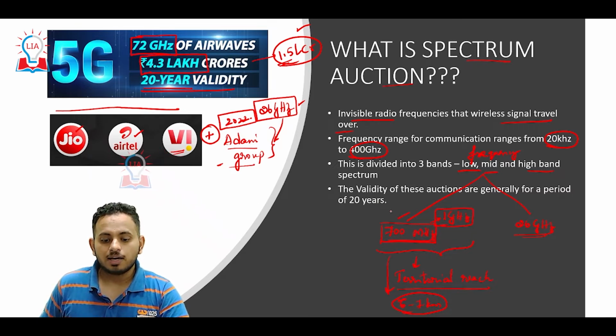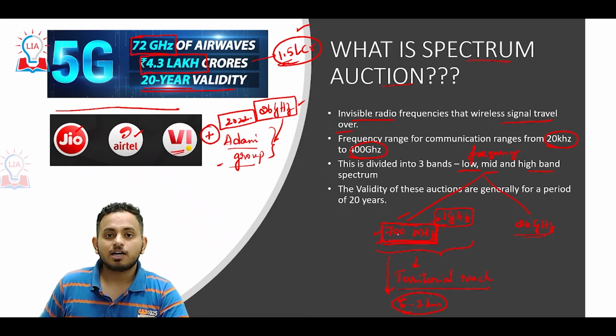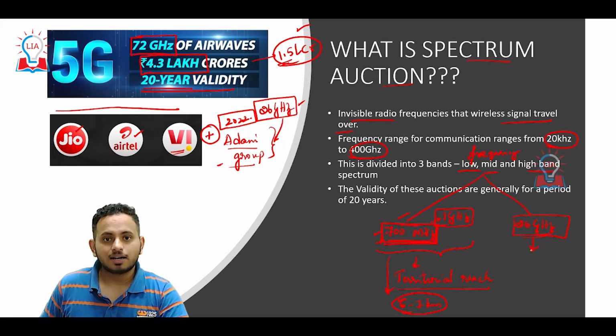This is the reason why Reliance Jio wanted the signal, and Reliance Jio actually bid a lot for this signal. It concentrated its money in buying 700 megahertz spectrum. Whereas 26 gigahertz spectrum that Adani Group got, Adani Group is actually trying to make a data center using all its resources as of now.